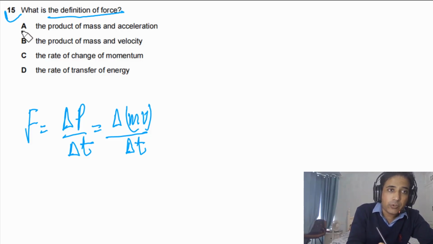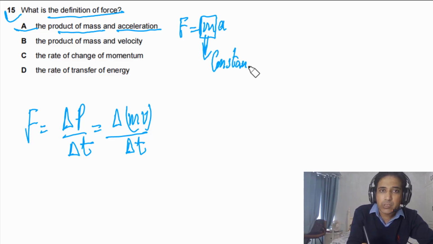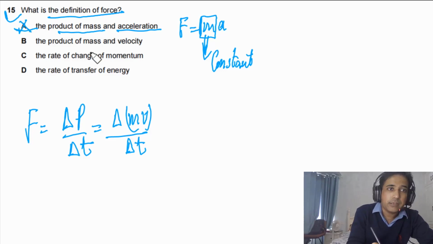Now if you look at the given options, option A says the product of mass and acceleration. This is telling us F equals ma, but this is based on one assumption, that mass is constant. We can only use this if mass is constant. So this is based on an assumption, so this is not the definition of force. So option A is incorrect.